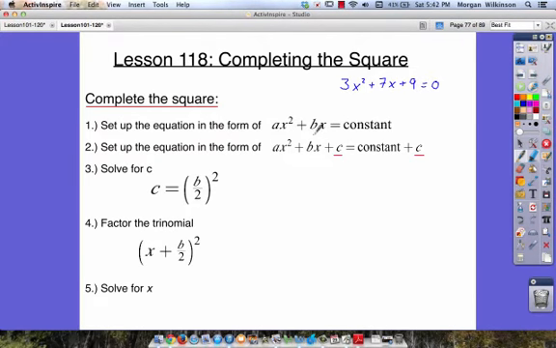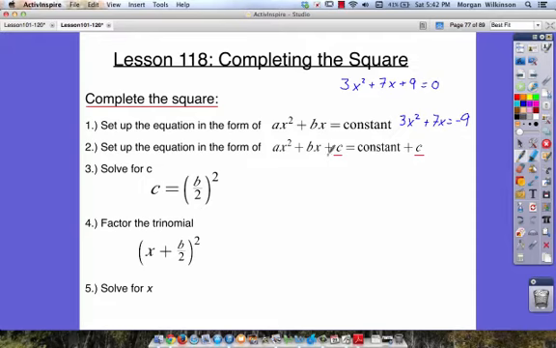Step 1. Set up the equation in the form of ax squared plus bx equals the constant. So with the blue that I've written up there we could say it would be 3x squared plus 7x is equal to negative 9. We move the constant to the right hand side of the equation.